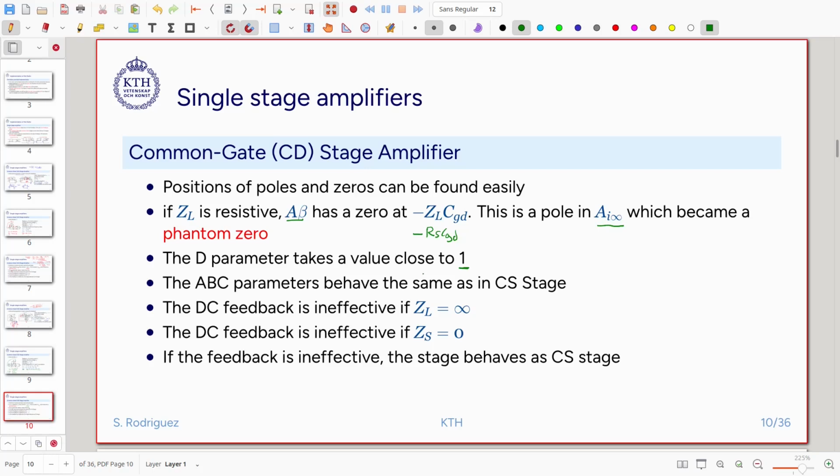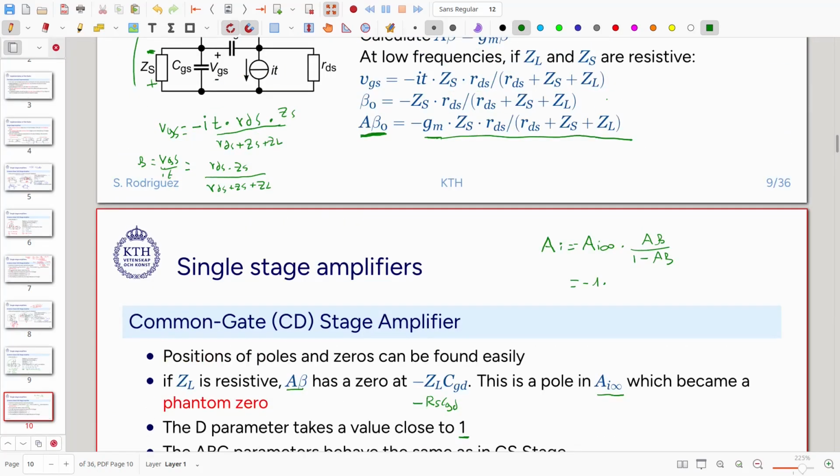Then when we write the whole gain, it will be equal to minus I infinite times AB beta divided by 1 minus A beta, and then that will be minus 1 times, and then we have our equation here that we are going actually to simplify a little bit.